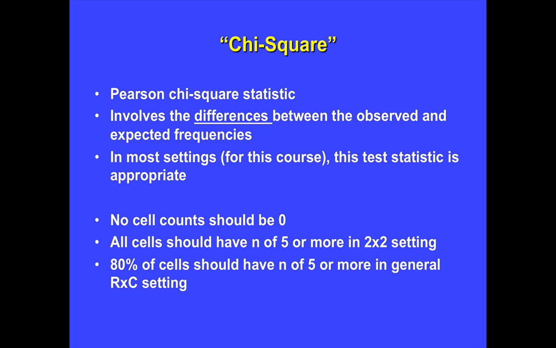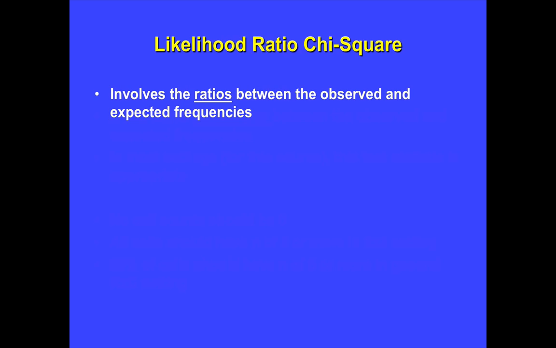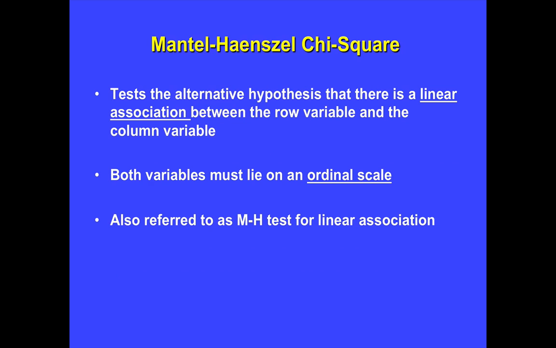The first chi-square value that's output in SAS by default has just the basic label chi-square, and this is simply a standard Pearson chi-square statistic that involves the differences between the observed and expected frequencies in a row by column table. In most settings, at least within the context of this course, this test statistic would be appropriate. You also get a likelihood ratio chi-square statistic, and this simply involves ratios between observed and expected frequencies. So a similar but related chi-square value.